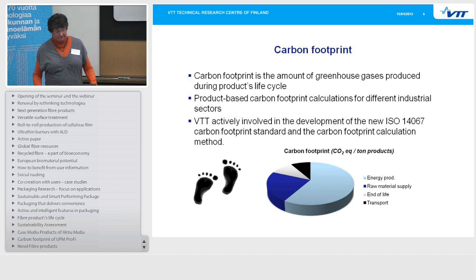In this pie figure, you can see that most of the carbon footprint CO2 equivalent emissions, they come from the energy production, which is quite common, but of course it depends on the product and the value chain. But in this case, it's the energy production, and then part comes from raw material supply, end of life, which is usually methane, and the transport phase, the fuel use causes greenhouse gas emissions.